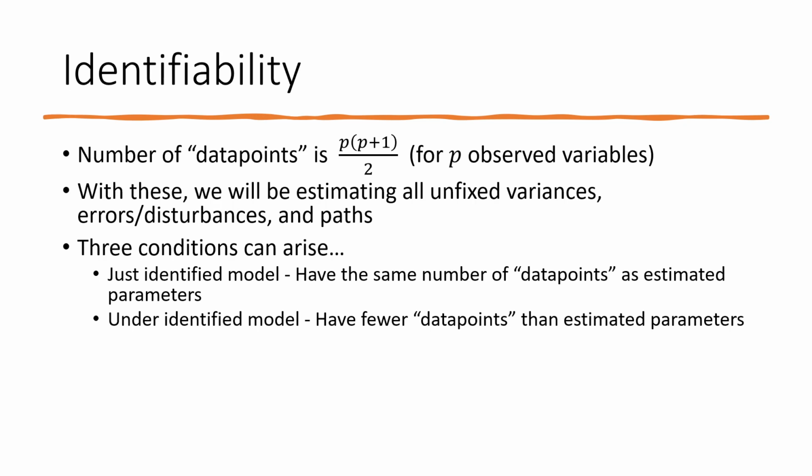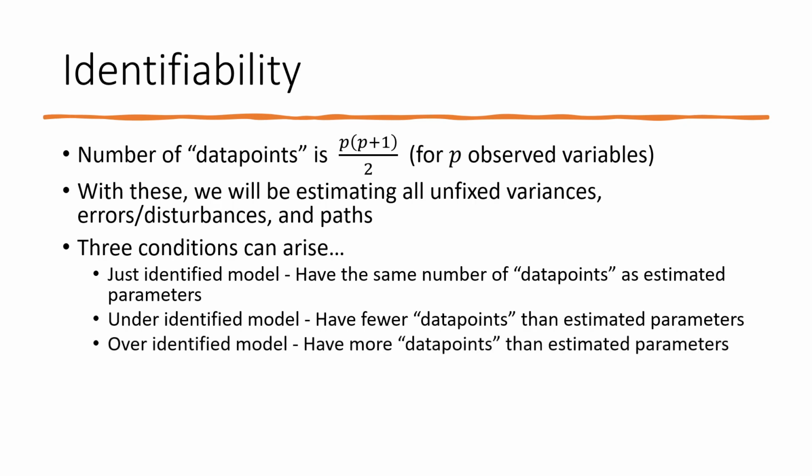I can get an under-identified model, which is that I don't have enough data. I have less quote-unquote data points, variances, covariances, than my estimated parameters. So I'm trying to estimate more than I have data to support. And ultimately, what this leads to is an infinite number of solutions. I don't have just one answer, and that can be our problem.